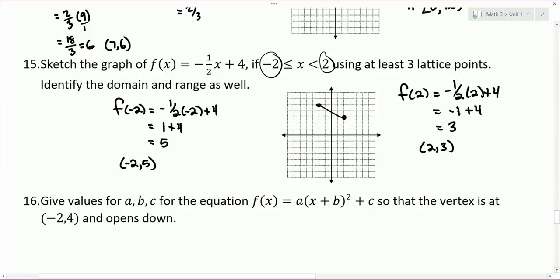We have 2 points, that's all we need to graph it, but it says we need at least 3 lattice points. We can kind of see, just from our graph, another lattice point at 0, 4. And we can confirm that. You look at the equation, if you plug a 0 in for x, you're going to lose that (1/2)x, and we're left with 4. And so now we have our third lattice point.